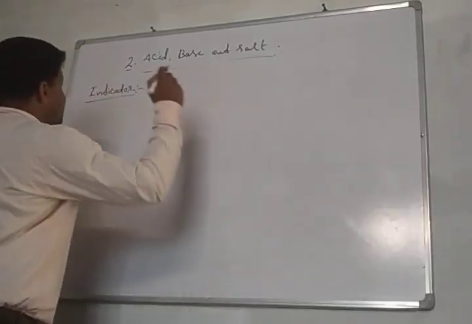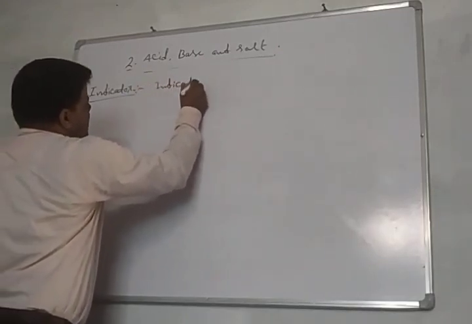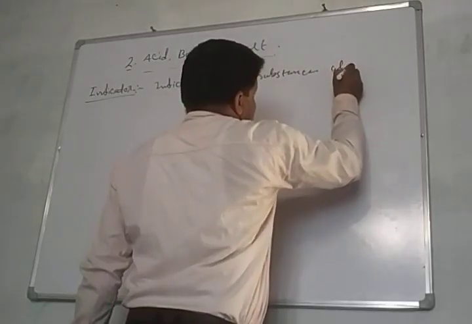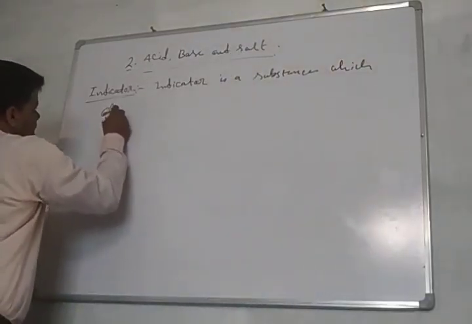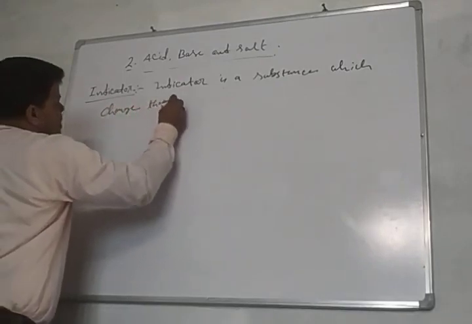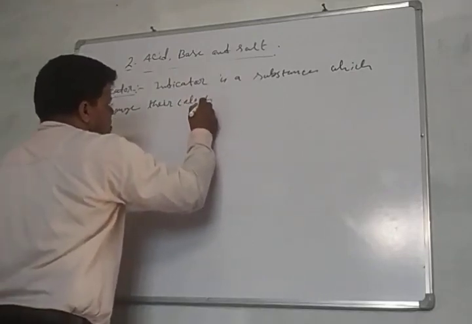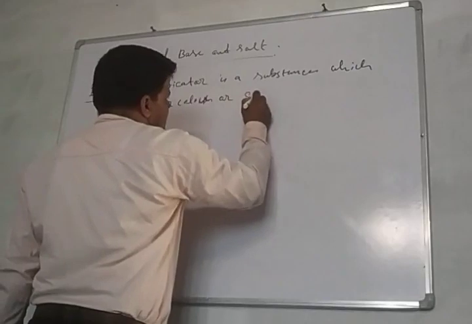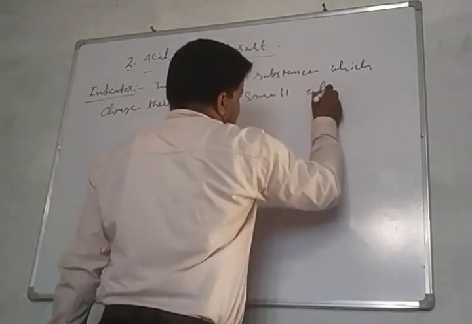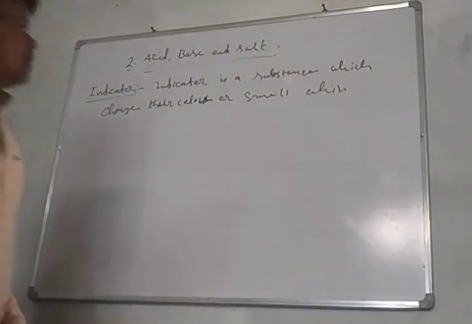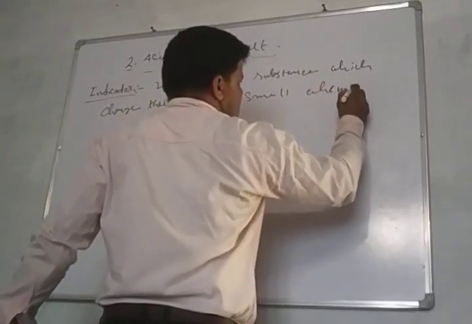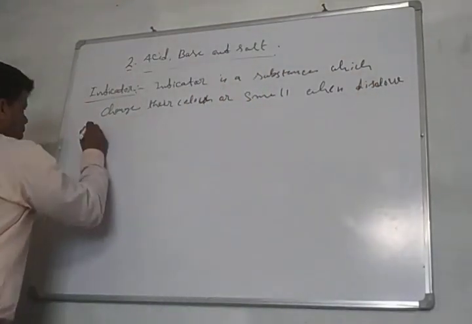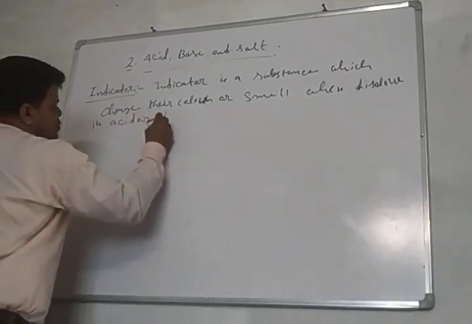So how can we define an indicator? An indicator is a substance which changes its color or smell when dissolved in acid or basic solution.